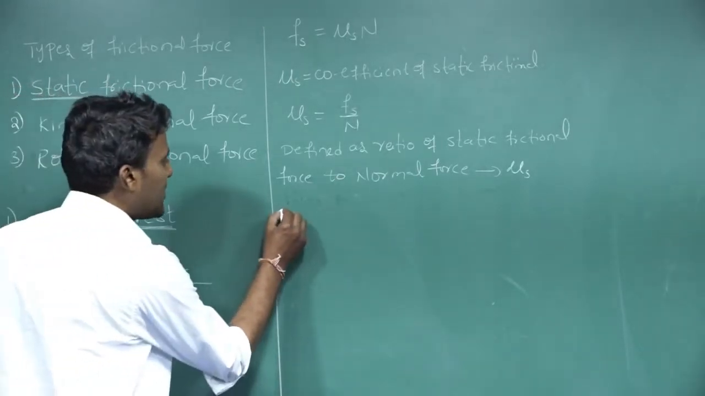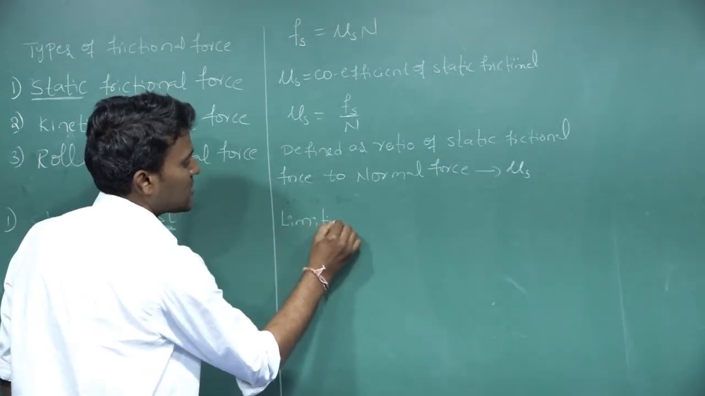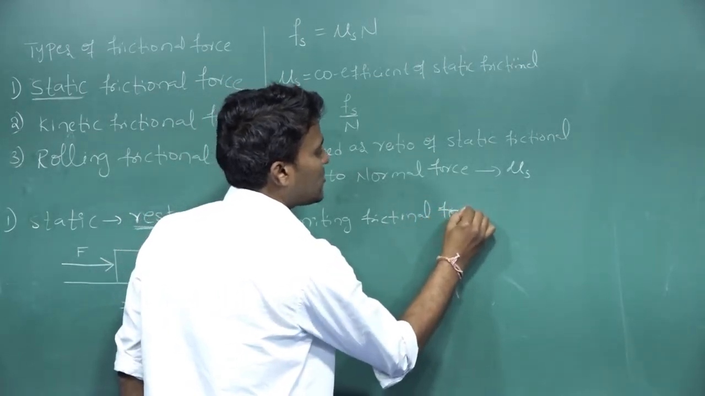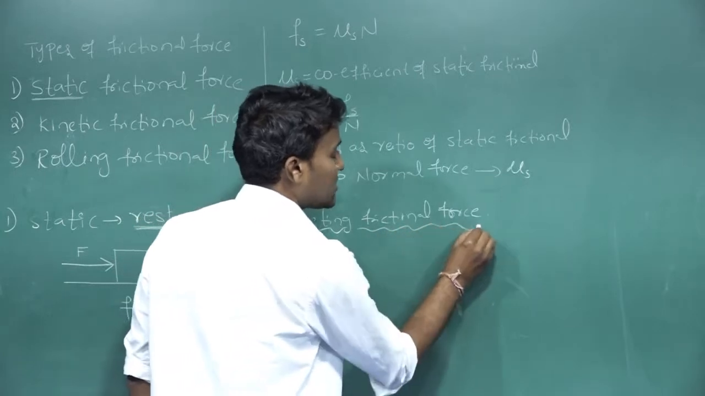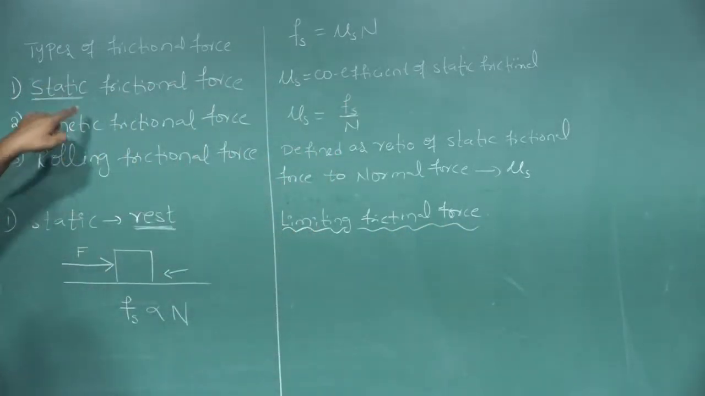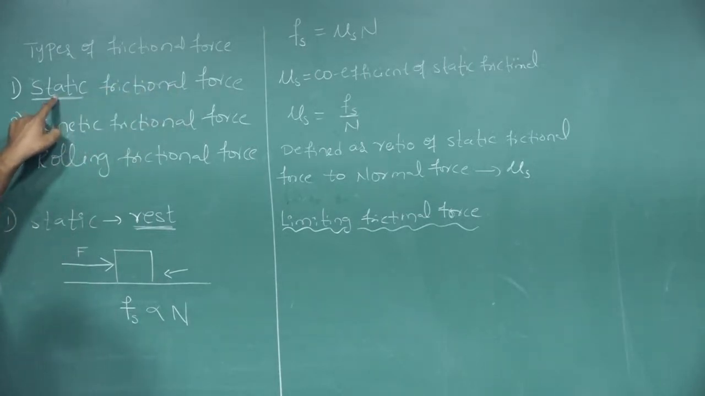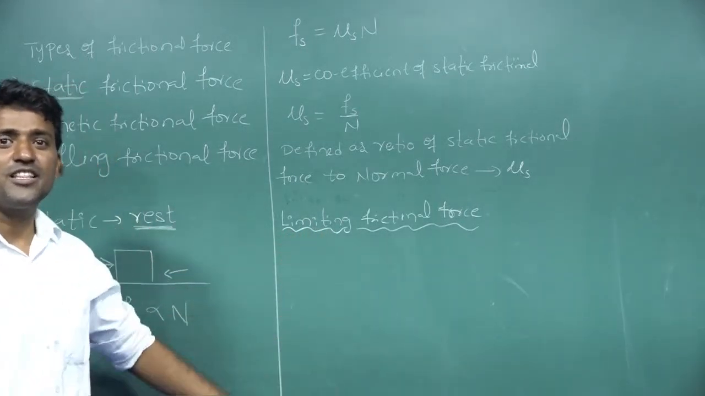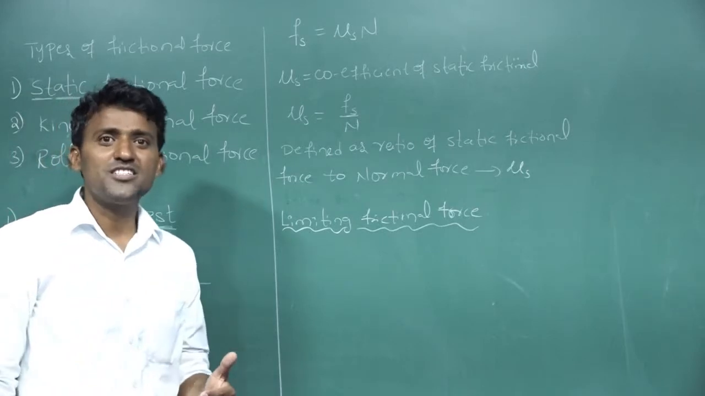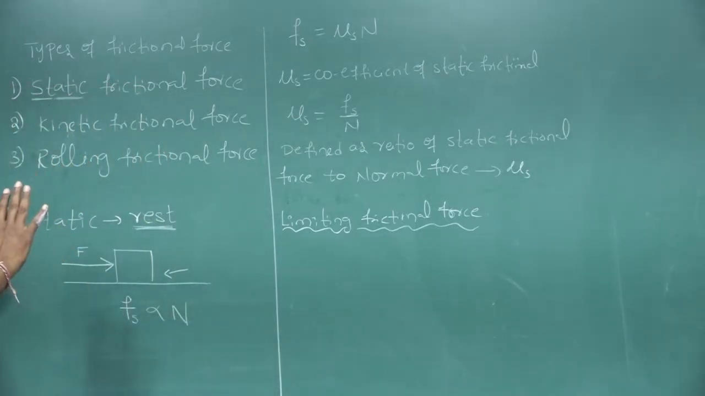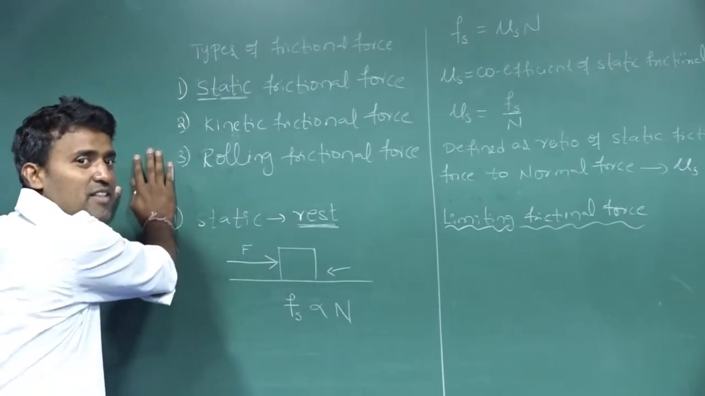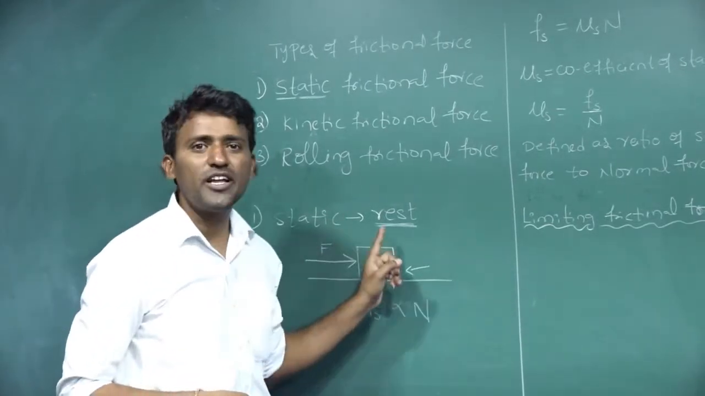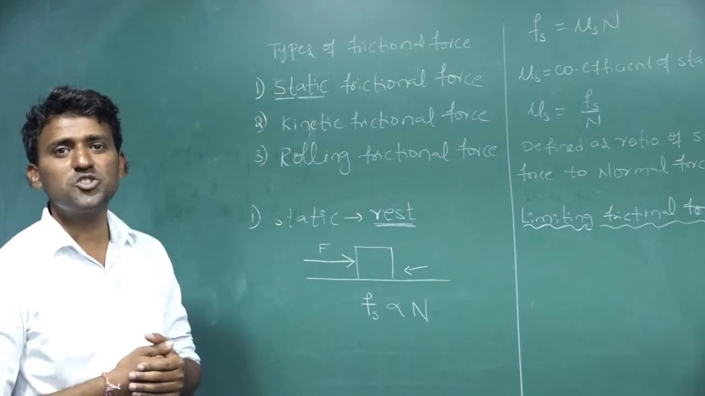Next one, limiting frictional force. What is limiting frictional force? I didn't write it in this theorem. Here I have written the types of frictional force: static frictional force, kinetic frictional force and rolling frictional force only. But where is the limiting frictional force? For your understanding, I am trying to pull this wall. At that moment an opposing force develops. That opposing force we call the static frictional force.